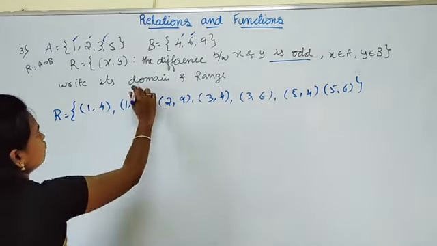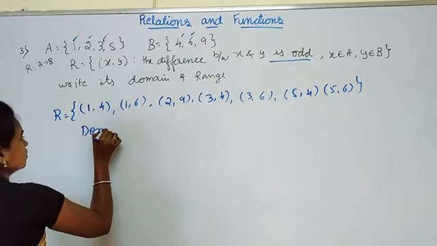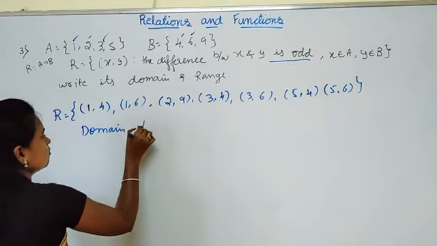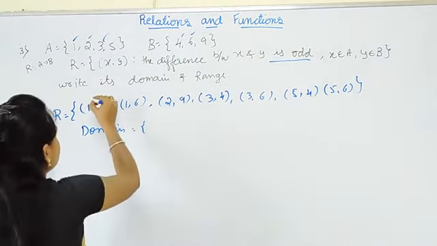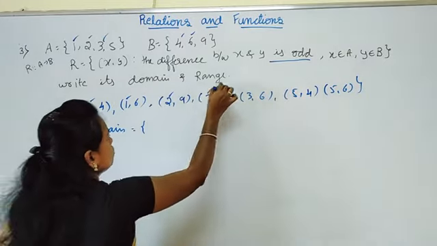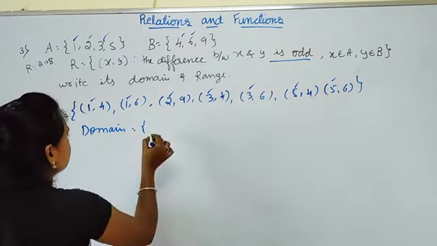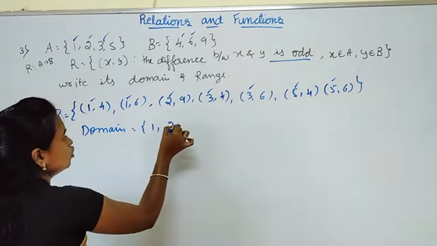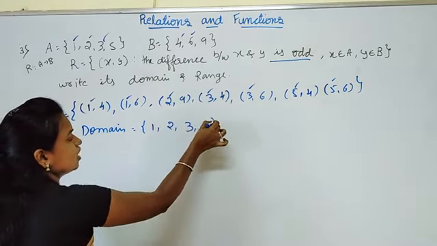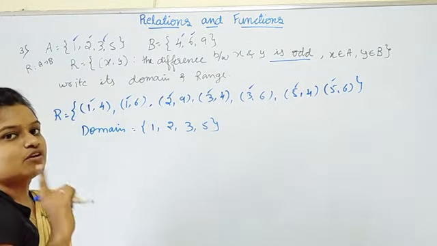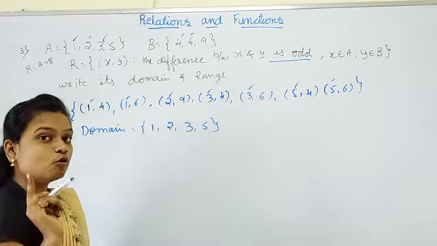Okay. So we have to find the domain and range. Domain. What is the domain? Set of all first elements. Here we have 1, 1, 2, 3, 3, 5, 5. Repetition is not allowed. Therefore, what are the elements? 1, 2, 3, 5. Write all the first elements of these ordered pairs only once.